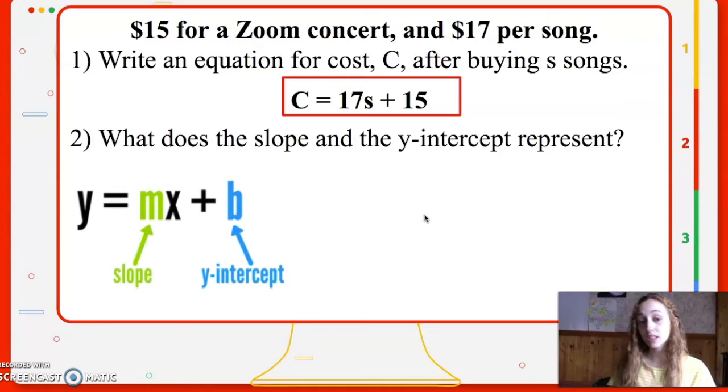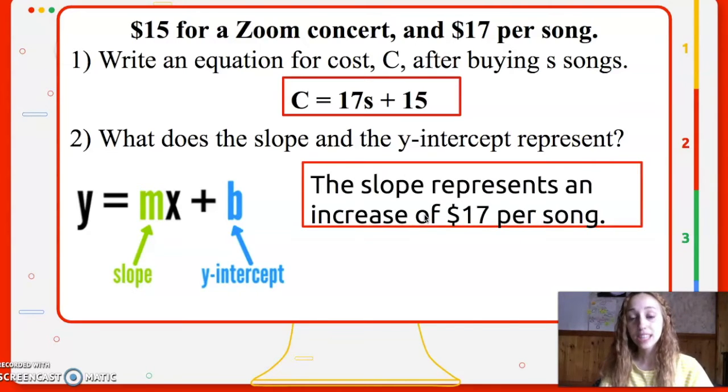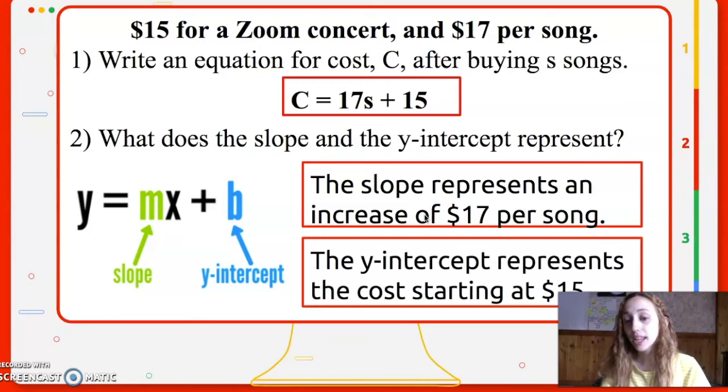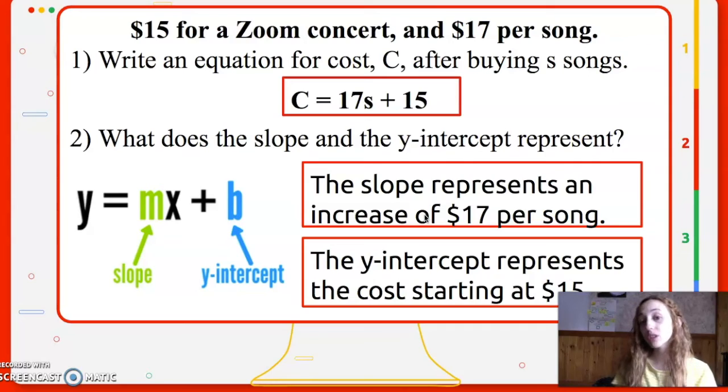We remember the slope is in front of the variable. In this case, our coefficient for S is 17. So I'm going to say that the slope represents an increase, it's going up, of $17 per song. And then the y-intercept, the constant that is by itself, represents the cost starting at $15. After 0 songs, you still have to pay $15.